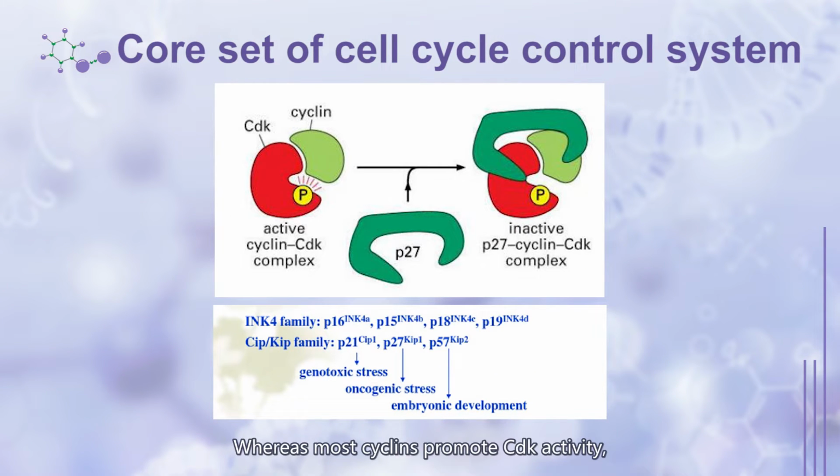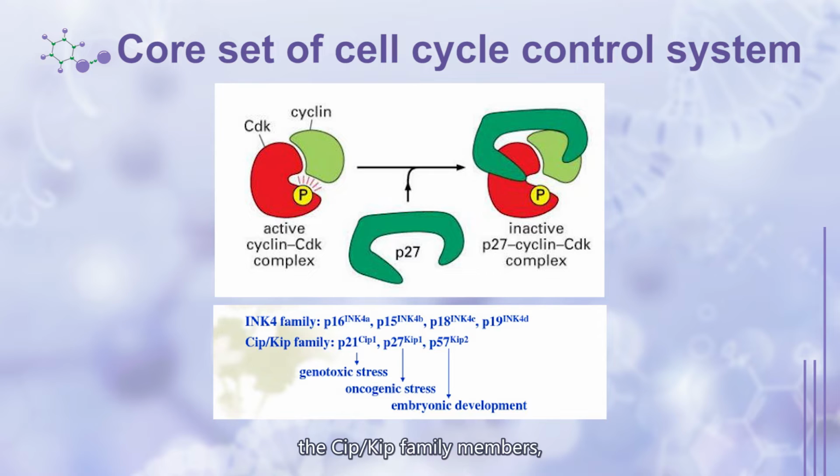Whereas most cyclins promote CDK activity, CKIs restrain CDK activity. CKIs are subdivided into two classes based on their structure and CDK specificity. The INK4 family members, including p16INK4A, CDKN2A, p15INK4B, CDKN2B, p18INK4C, CDKN2C, and p19INK4D, CDKN2D, primarily target CDK4 and CDK6.